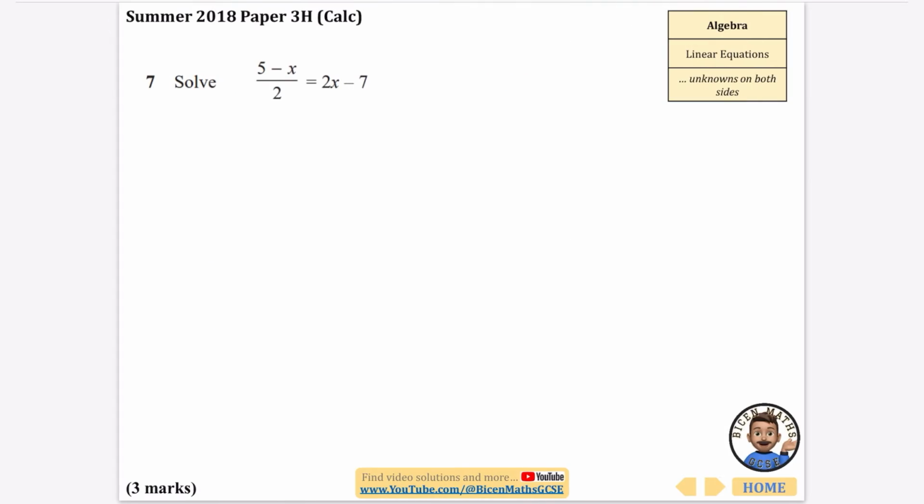Okay, we've got another one where there's an unknown on both sides, and first of all we've got this 2 down here. What happens when you have it in the denominator? It goes to the other side and you send it up. So when we send it up, you get 2 brackets 2x minus 7. It's dividing by 2, so now it's multiplying by 2. So we get 5 minus x. Let me write that a little bit more neatly: 5 minus x is equal to 4x minus 14.